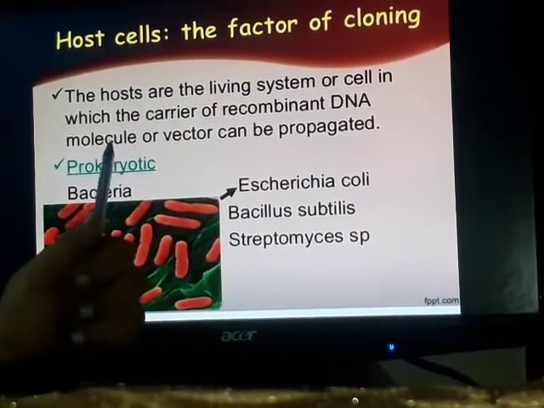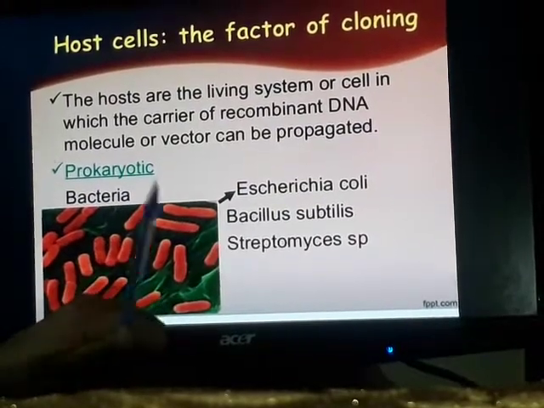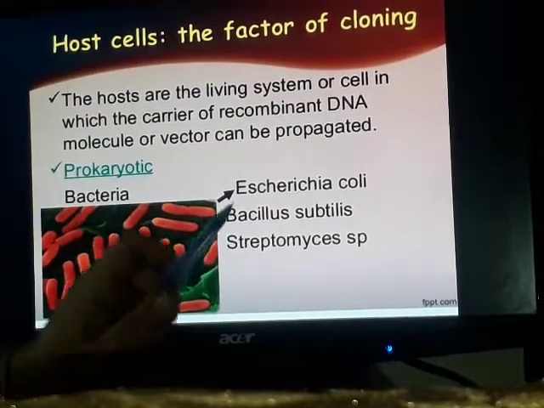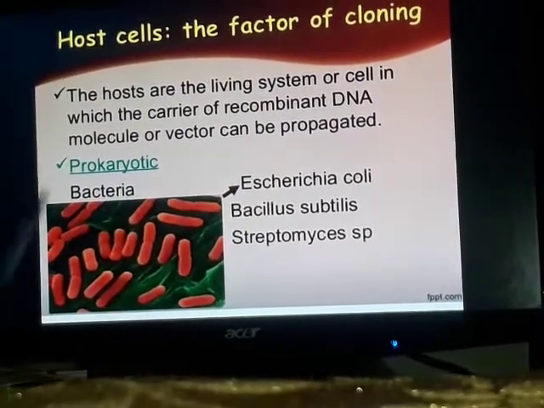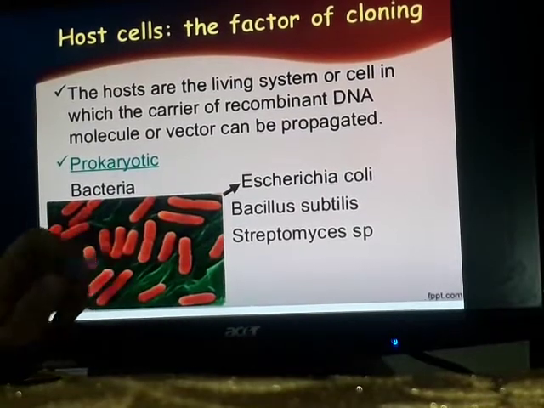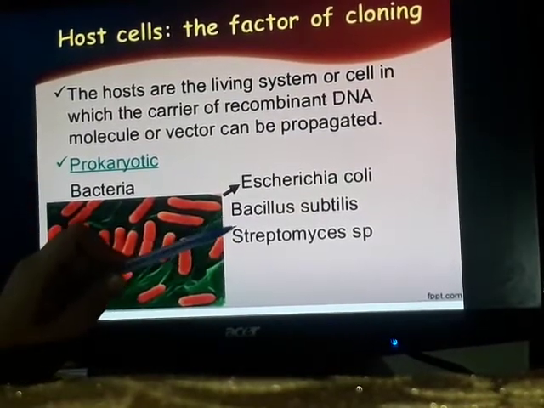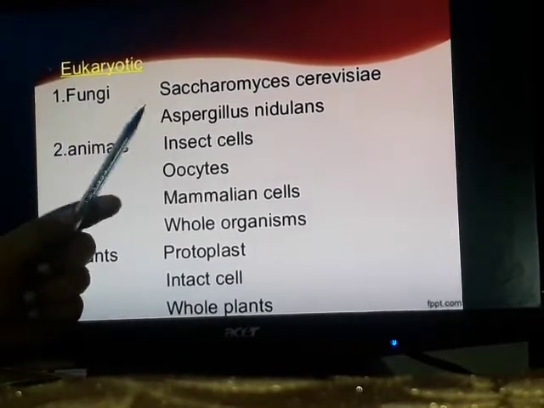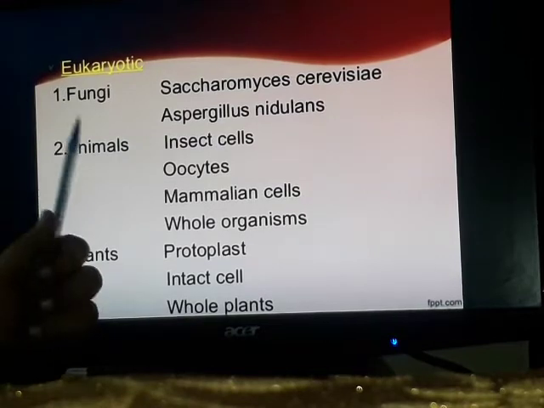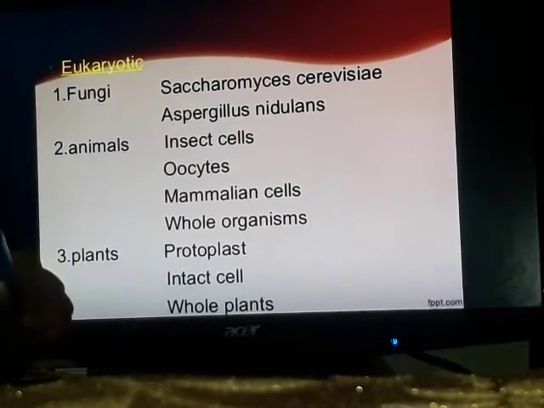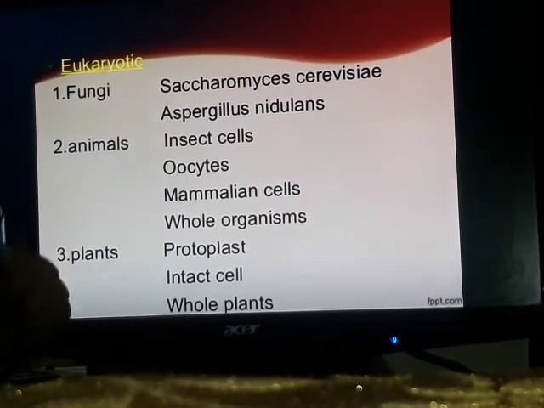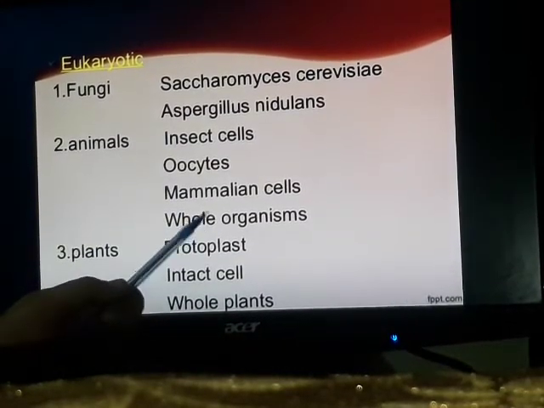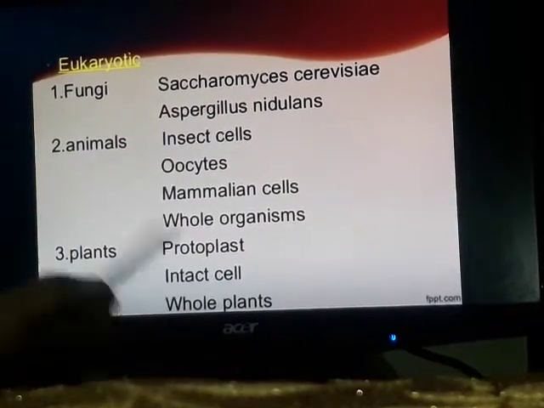So this is your next step. What is the next step? Gene transfer. Your vector harboring the DNA has to be introduced into a host. That host can be a bacterium, for example Escherichia coli, Bacillus subtilis, Streptomyces and so on, or it can be a eukaryotic cell, like fungi, Saccharomyces cerevisiae, Aspergillus. It can be animals also, where insect cells you can take as a host, oocytes of frogs, mammalian cells, or the complete organism can be taken as the host.